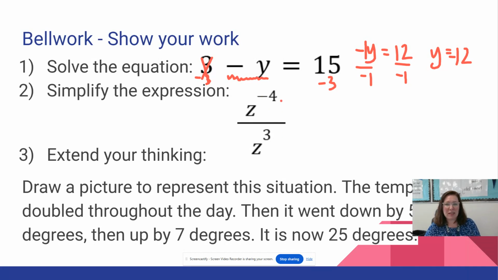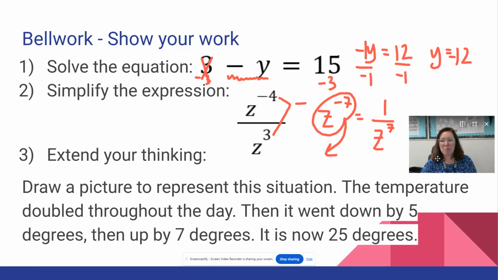Okay, simplifying exponents. This was from our last unit. When we have division, we need to subtract. Negative 4 minus 3 would give us z to the power of negative 7. But the negative is not what we want, so we need to cross the line and change the sign. So we move that to the bottom of the fraction, so we crossed the line, and now it's a positive 7, so we changed the sign, and that just left a 1 on top.